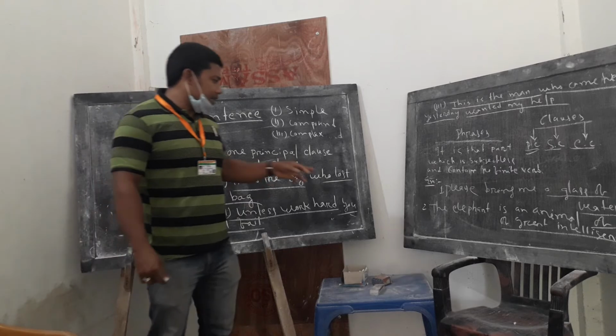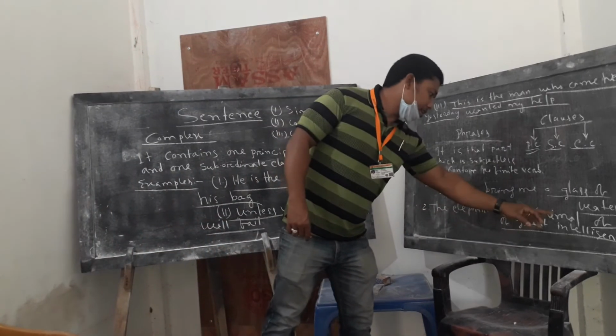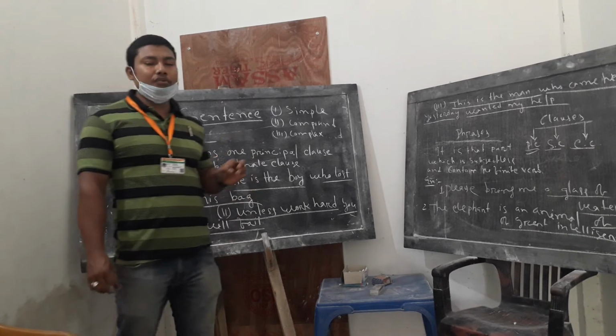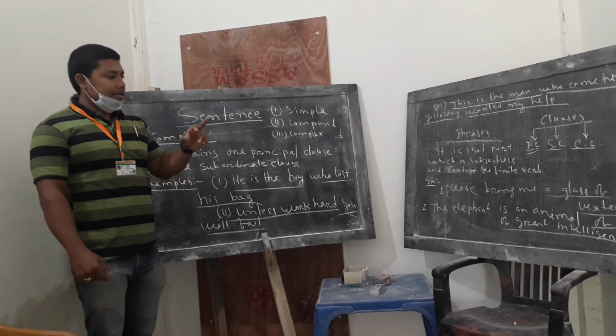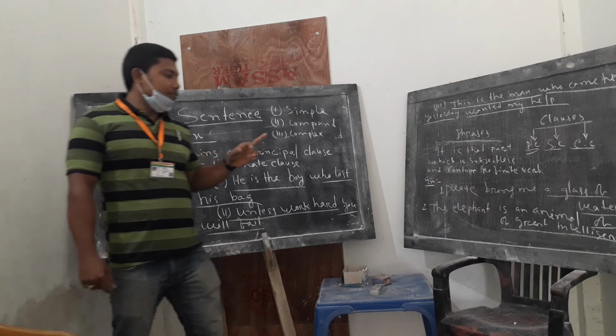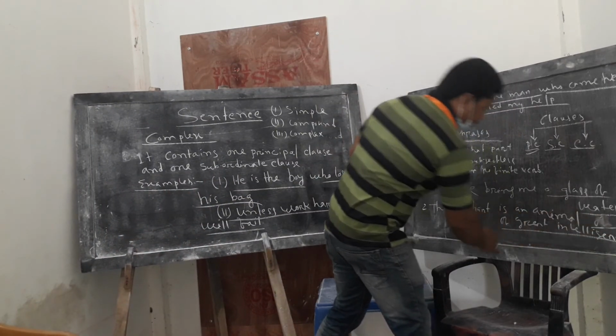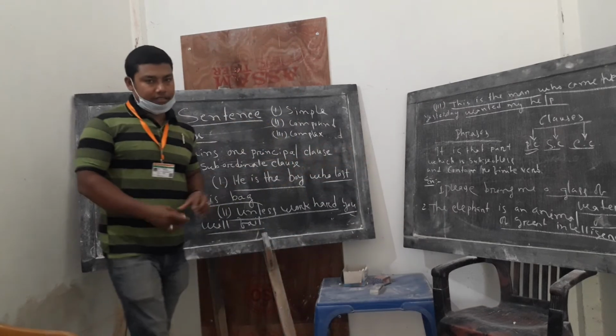In the other example, the elephant is an animal of great intelligence. Here, of great intelligence, this part is an example of a phrase.